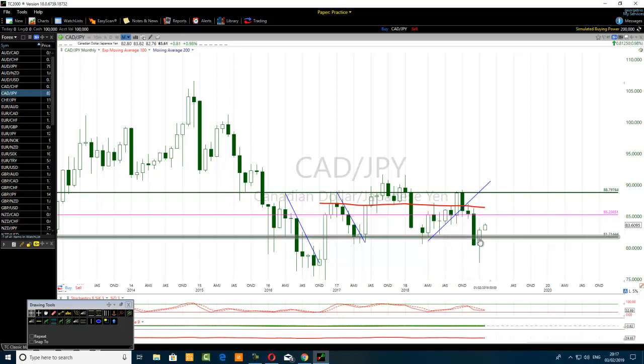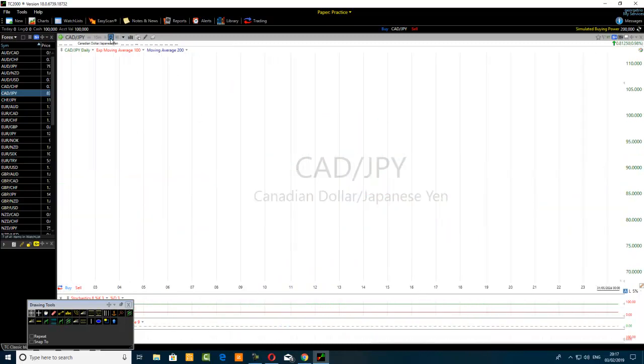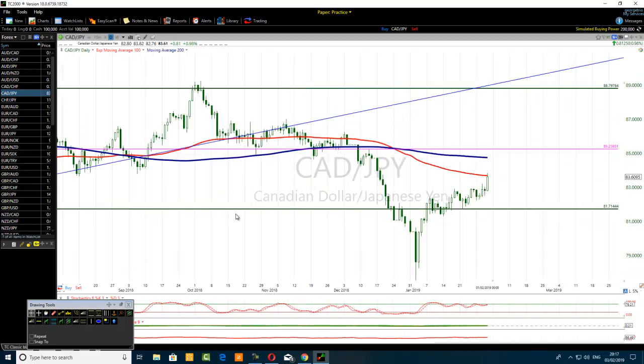Now that is happening here on the monthly chart. We see it like this. Is there anything else I need to say? It's a consolidation play. They will go to the daily chart to investigate. You see, that's what I'm saying.